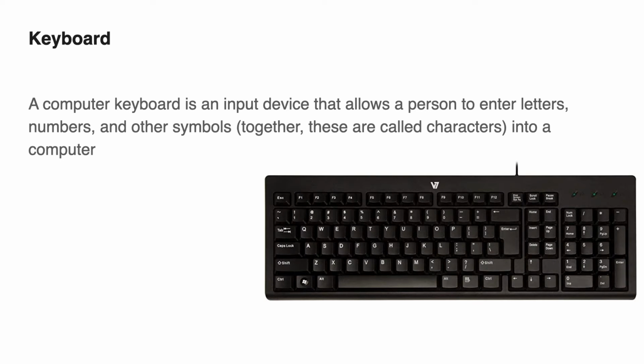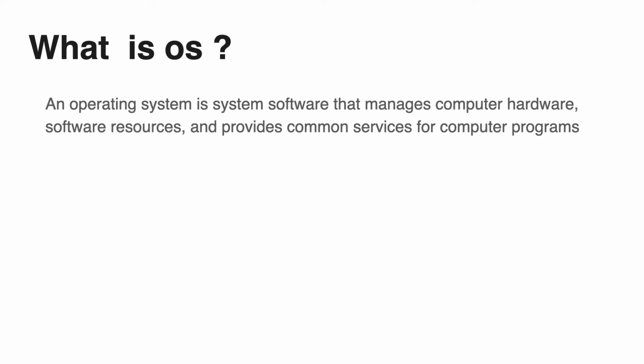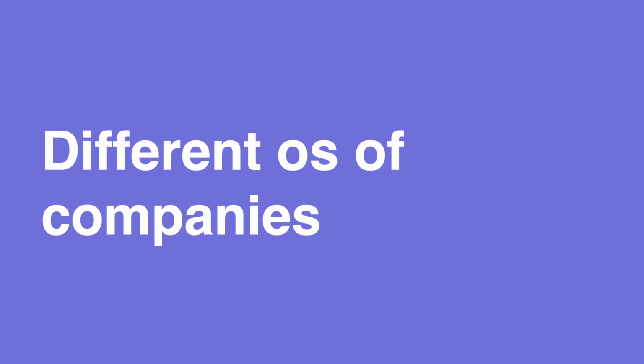Now let's look at what is an OS. An OS is the system software that manages the computer hardware and software resources and provides common services for computer programs. You can say that it controls the entire computer. Now let's look at the different OSs of companies.